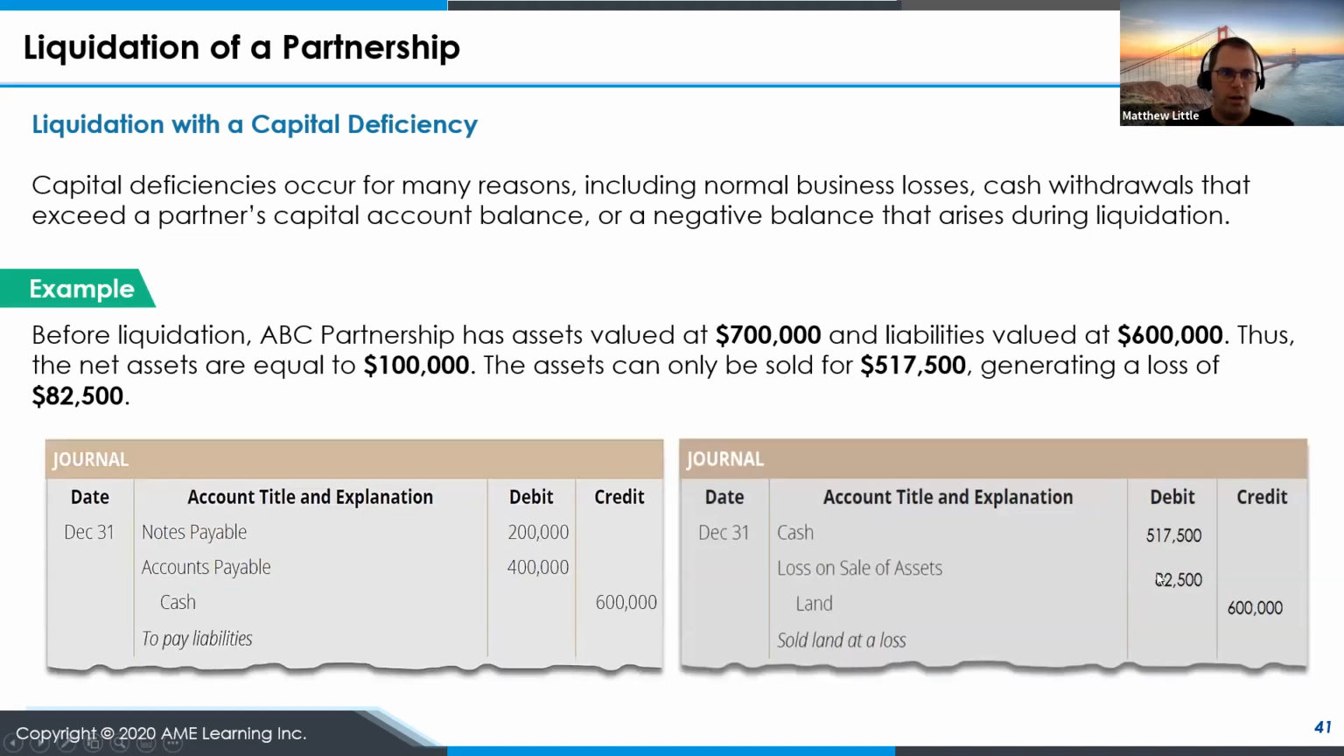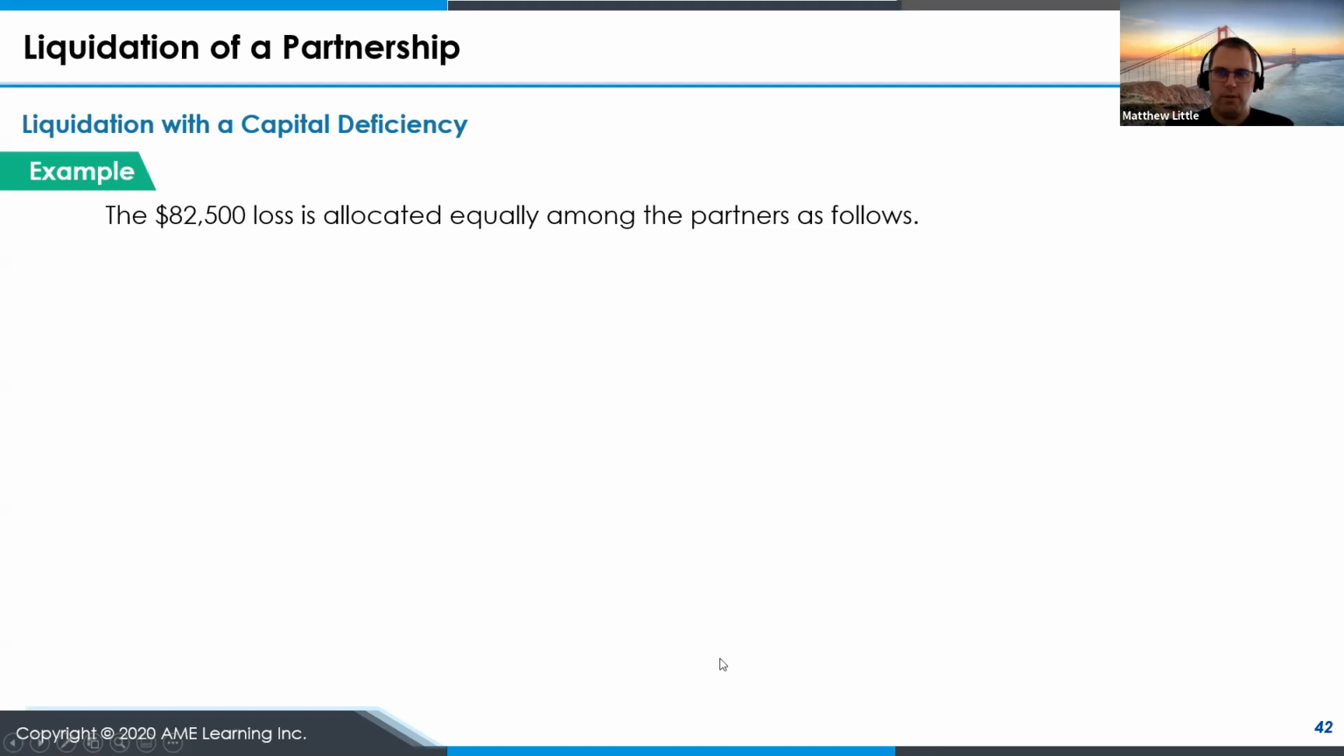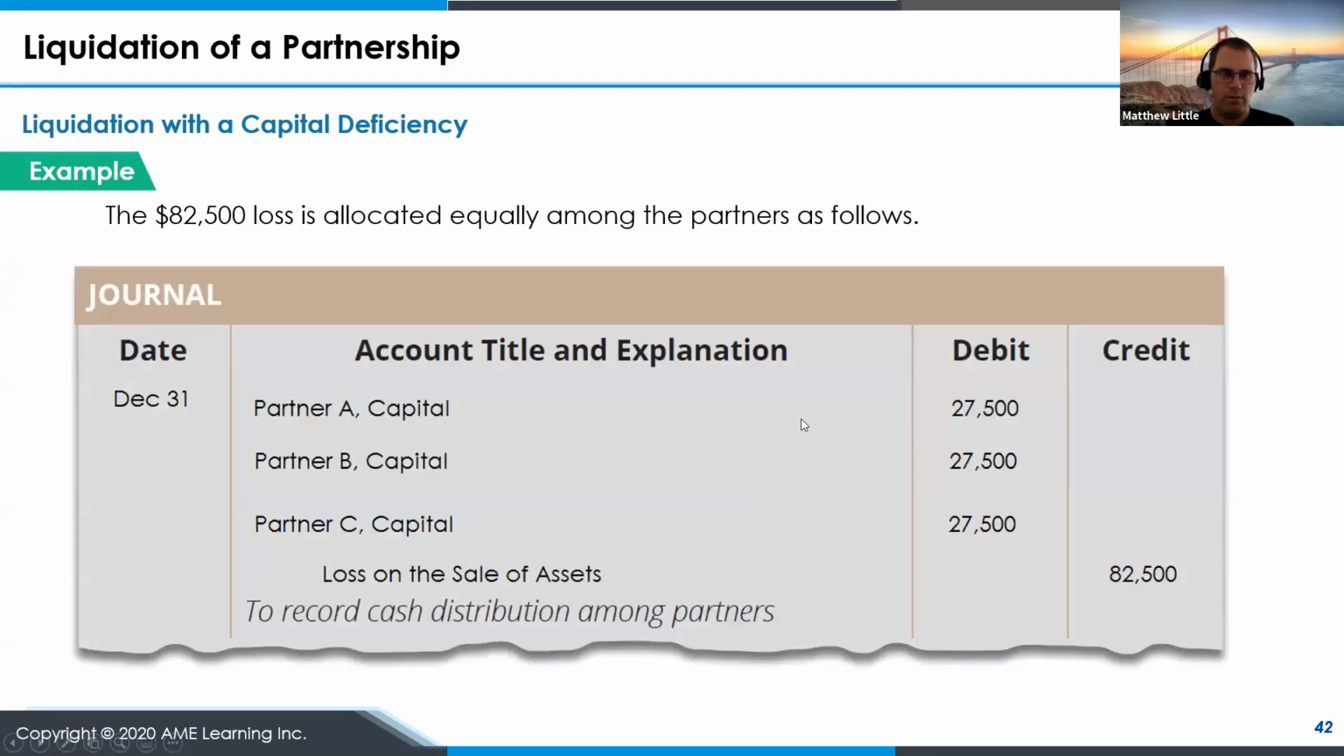So here we go. On the right-hand side, the journal entry: we'll record the sale of the non-cash assets, land, credit land 600, debit cash 517,500, debit the loss on sale of assets of 82,500. We'll take any of our cash, we have to pay 600 out to pay off our notes and accounts payable for 200 and 400. Now the 82,500 is allocated equally among the partners. So it's a $27,500 debit to each of the capital accounts, just to record the loss and it being distributed among the partners.